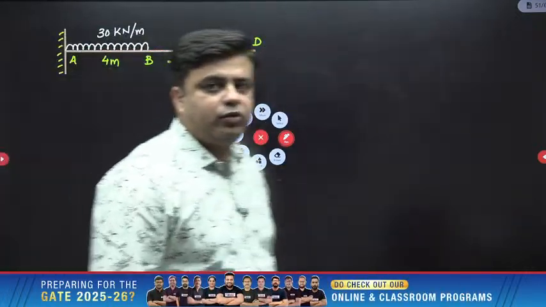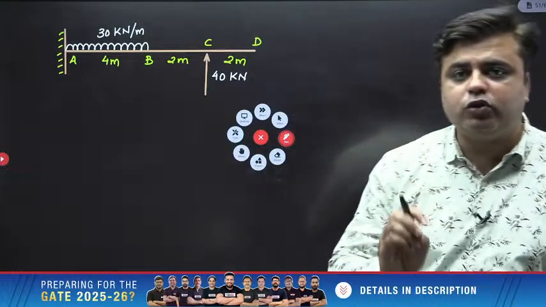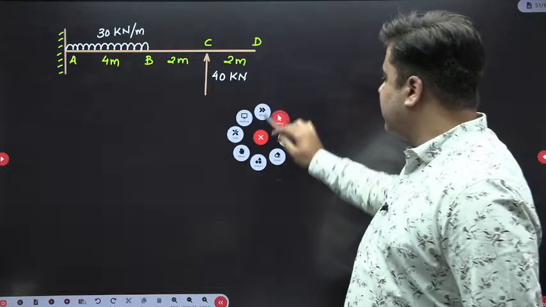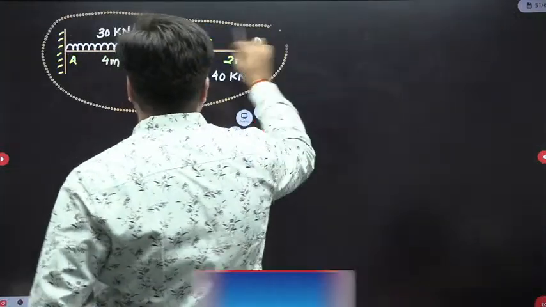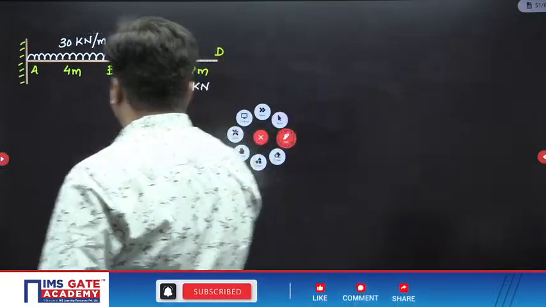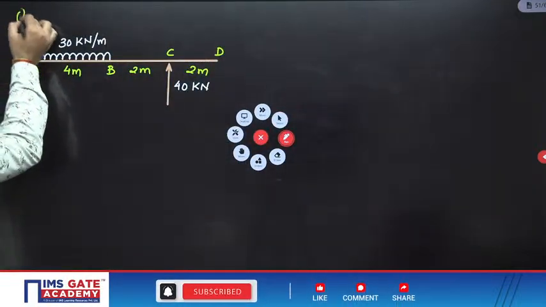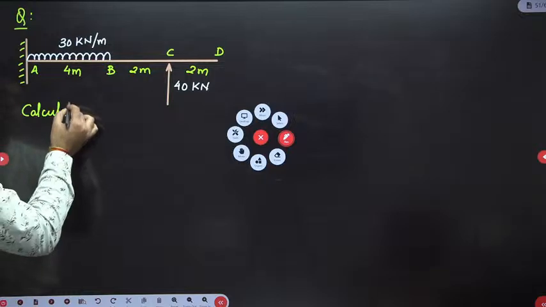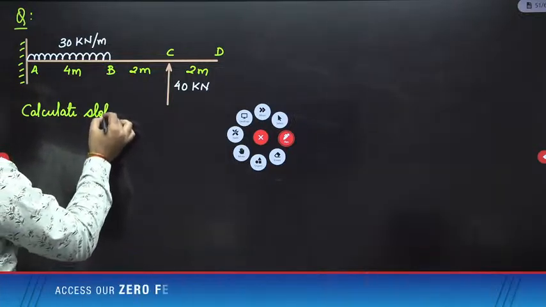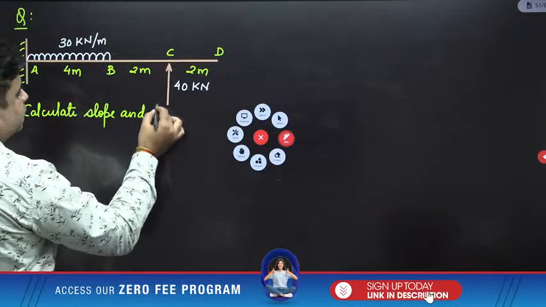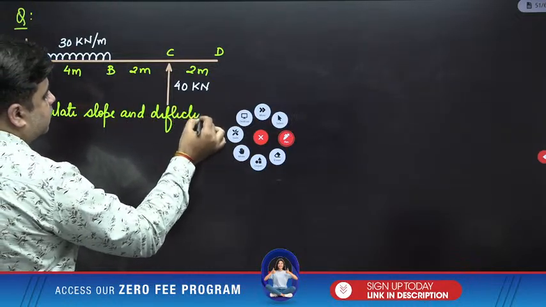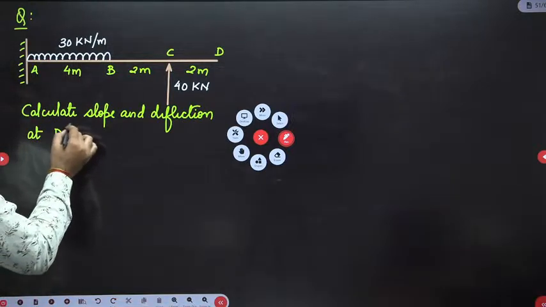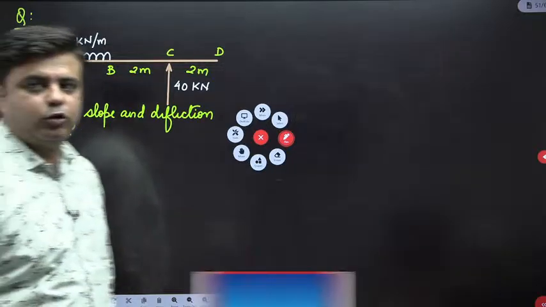The question is asking you to find out the value of slope and deflection at point D. Calculate slope and deflection at D.